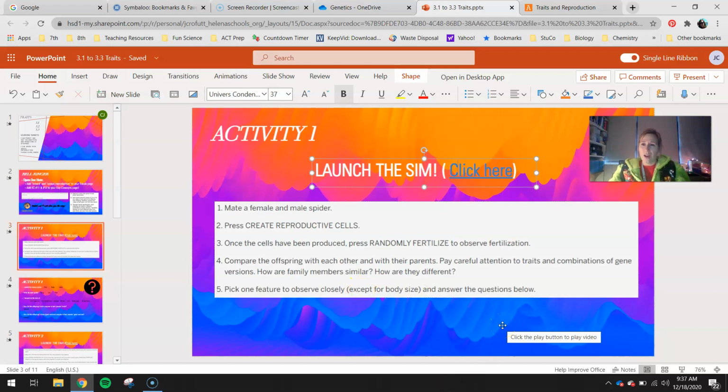You will look at how much they look like their parents, how much they look like each other, and what their gene versions, their genotypes, look like. So pick one feature to observe closely, don't do body size, and answer the questions below.